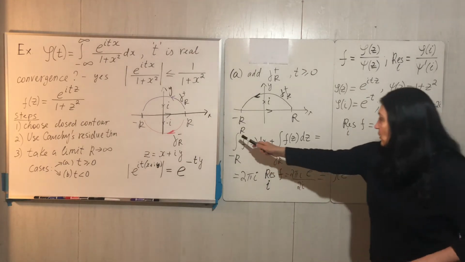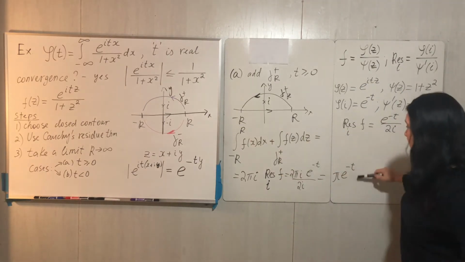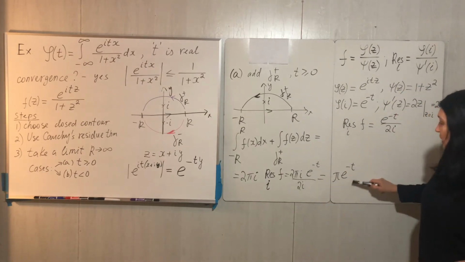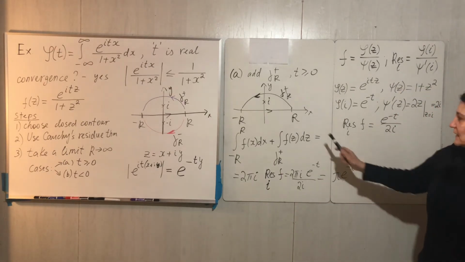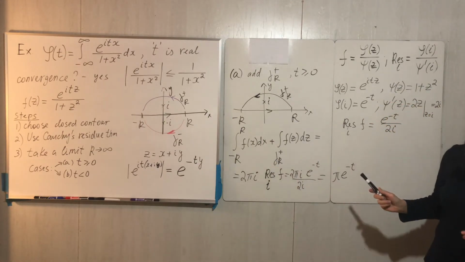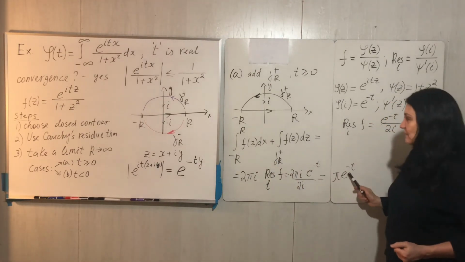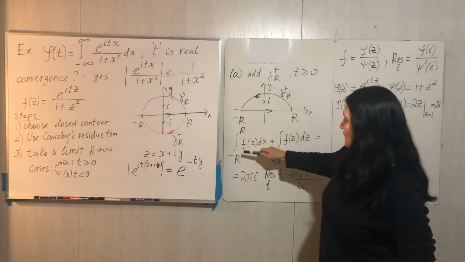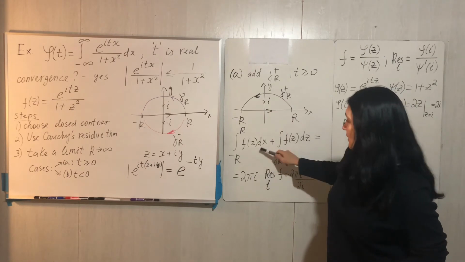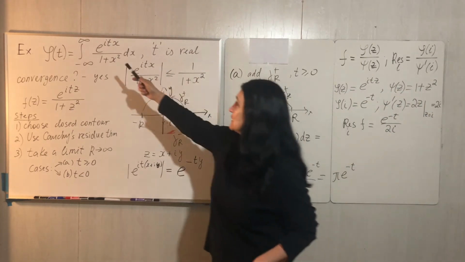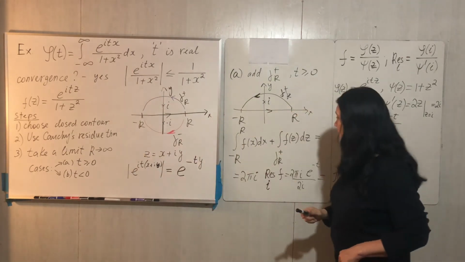Look at this formula, right? So here in the right hand side we have a number. In the left hand side, this number will not change when we send r to infinity, when we compute the limit. In the left hand side, when we send r to infinity, then this integral will give us our original integral that we wanted to compute.